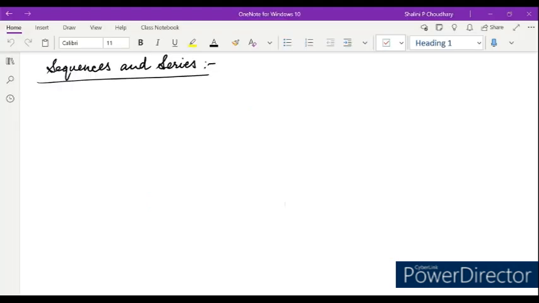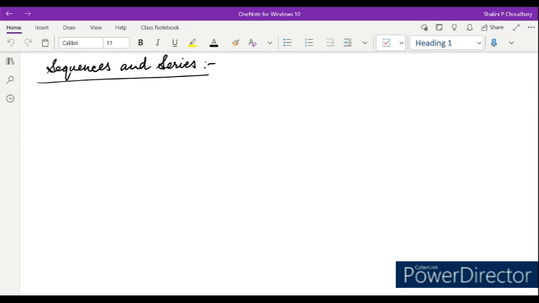Today we'll start a new chapter, a new topic, that is sequences and series. So what does it mean? What is a sequence? A sequence means a pattern. If some elements or values are given, and they have a fixed difference or fixed ratio, then it will be called a sequence. It is following some pattern.